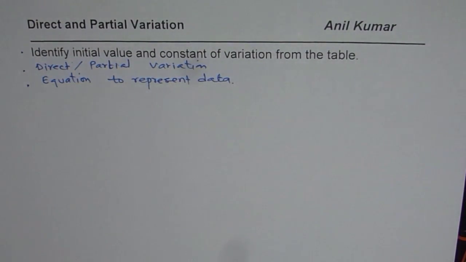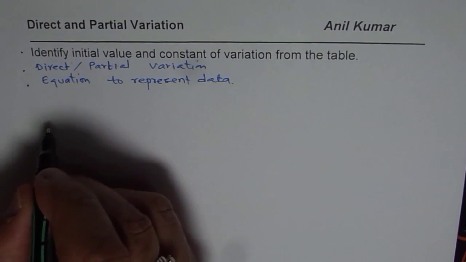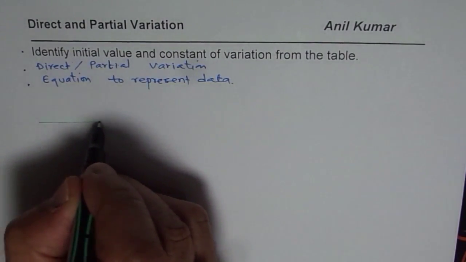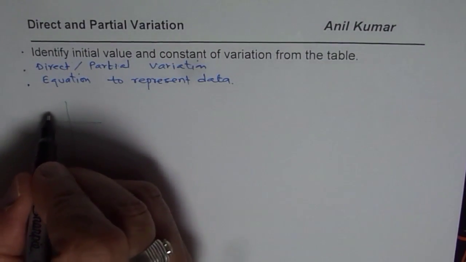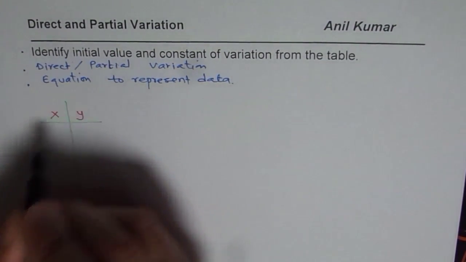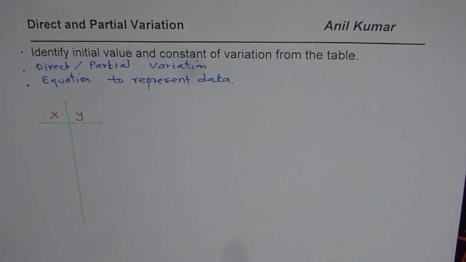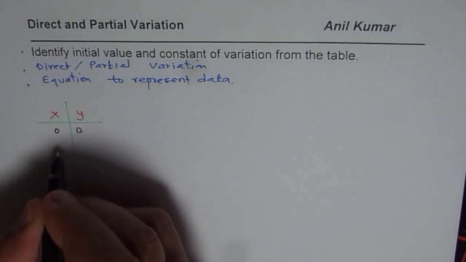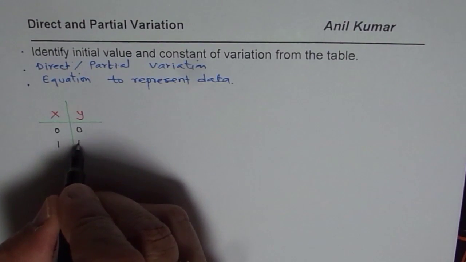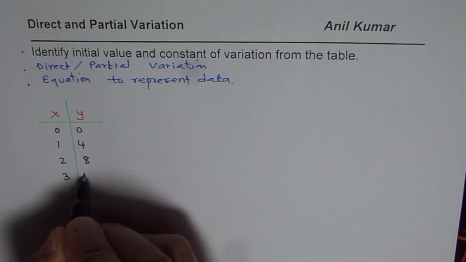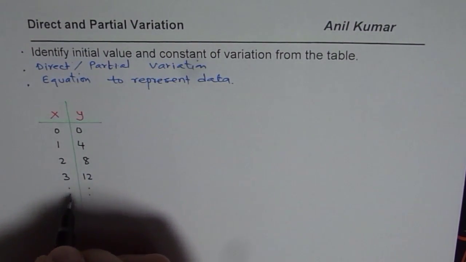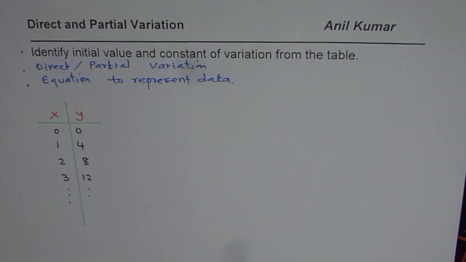So I added all these up so that we have a good example to understand all the concepts. So let me take two examples here. One, I will take a simple example. Let us say x is the independent variable, y is the dependent variable, and at 0 the value is 0. At 1, let us say it is 4. At 2, it is 8. At 3, it is 12, and so on. Let us say that is the data for us.